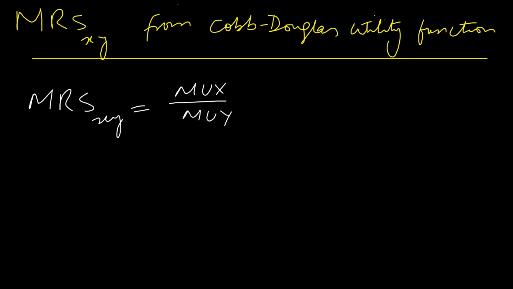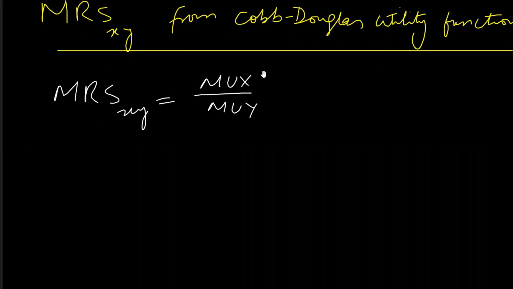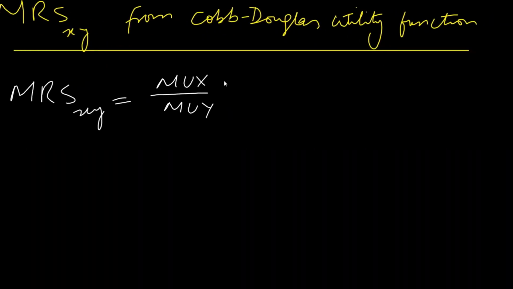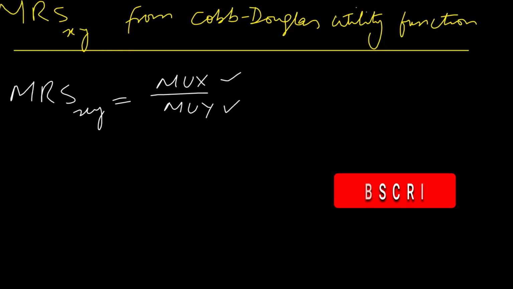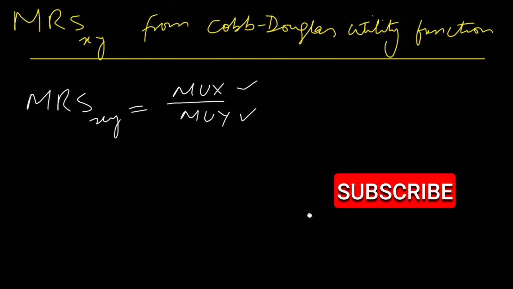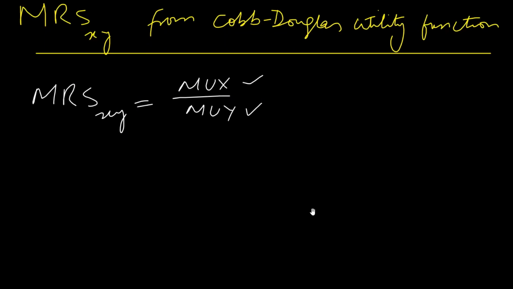Hello everybody, the topic I'm gonna teach you today is finding marginal rate of substitution from Cobb-Douglas utility function. Marginal rate of substitution is calculated as marginal utility of x divided by marginal utility of y. So this is the basic formula of marginal rate of substitution.